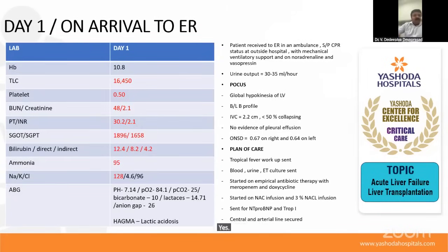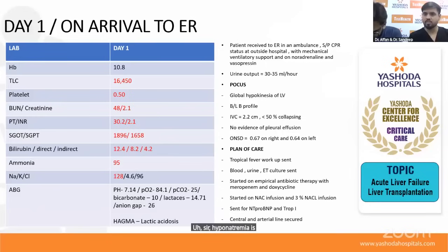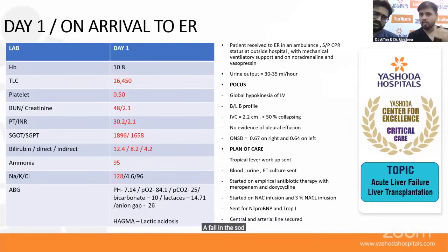Yes. Okay then. What is the significance of hyponatremia in a patient with acute liver failure? Sir, hyponatremia is actually related to worsening mortality in patients with acute liver failure. A fall in the sodium is correlated with cerebral edema in these patients, sir. It helps as a prognostic marker also in the MELD sodium score. 3-month mortality rate is also predicted with the MELD sodium score, where sodium plays a very important role.